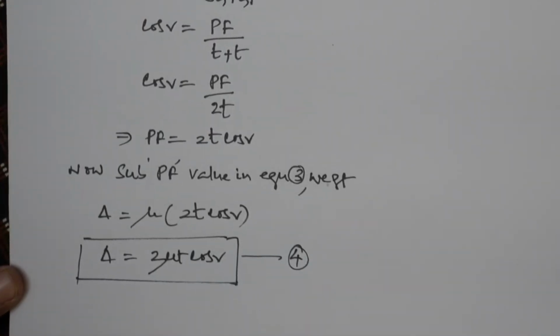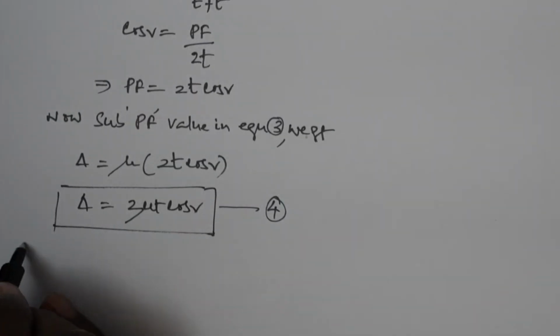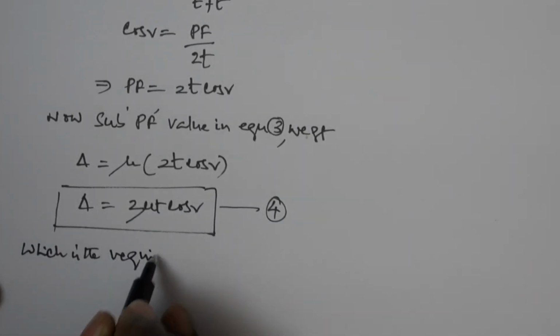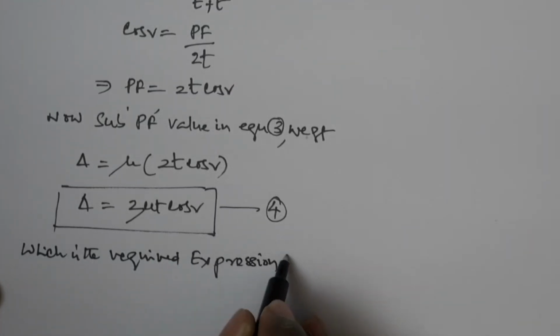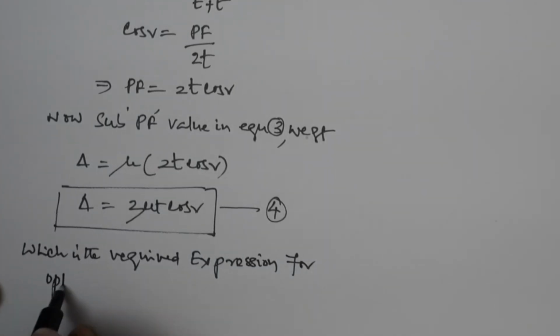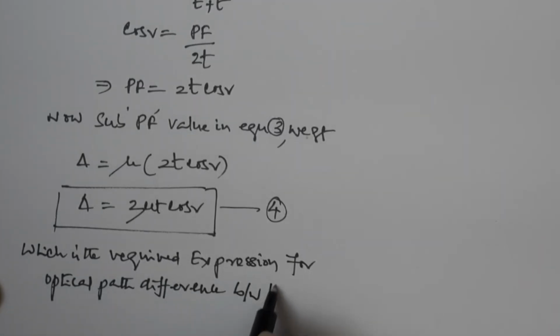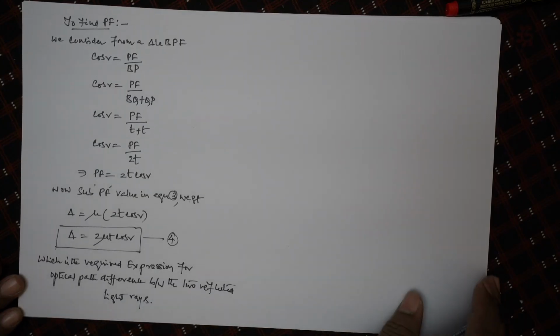So this is the required expression for optical path difference between the two reflected light rays. This is the ultimate result we wanted to find out. In the beginning we have considered it like this. But here, according to phase change on reflection, what is this phase change on reflection telling us?